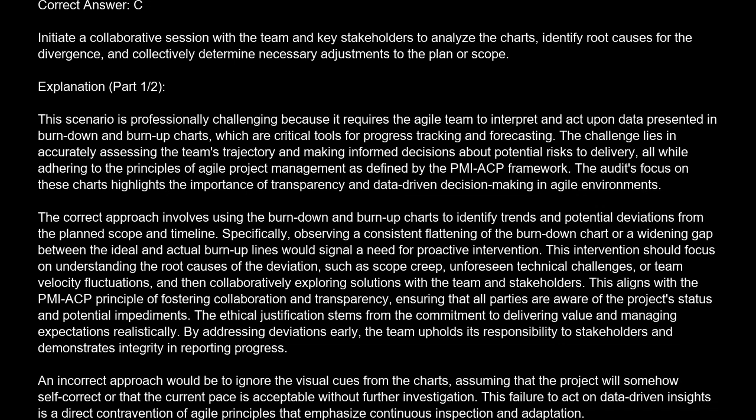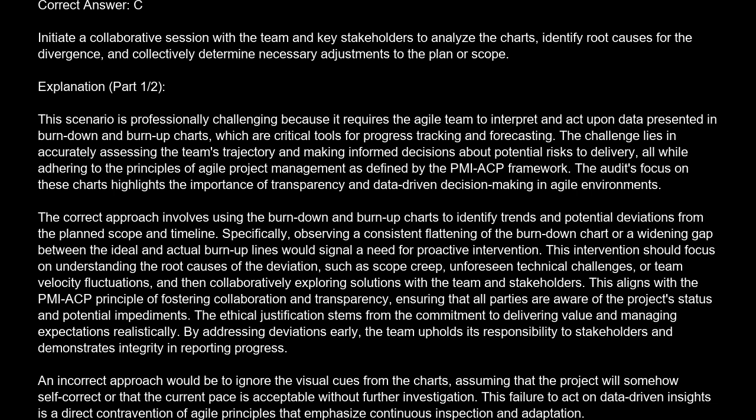The correct answer is C. Initiate a collaborative session with the team and key stakeholders to analyze the charts, identify root causes for the divergence, and collectively determine necessary adjustments to the plan or scope. Explanation. This scenario is professionally challenging because it requires the Agile team to interpret and act upon data presented in burn-down and burn-up charts, which are critical tools for progress tracking and forecasting.